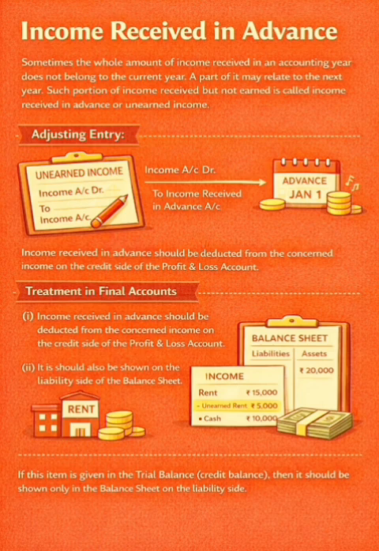Treatment in final accounts. 1. Income received in advance should be deducted from the concerned income on the credit side of the profit and loss account. 2. It should also be shown on the liability side of the balance sheet. If this item is given in the trial balance, credit balance, then it should be shown only in the balance sheet on the liability side.